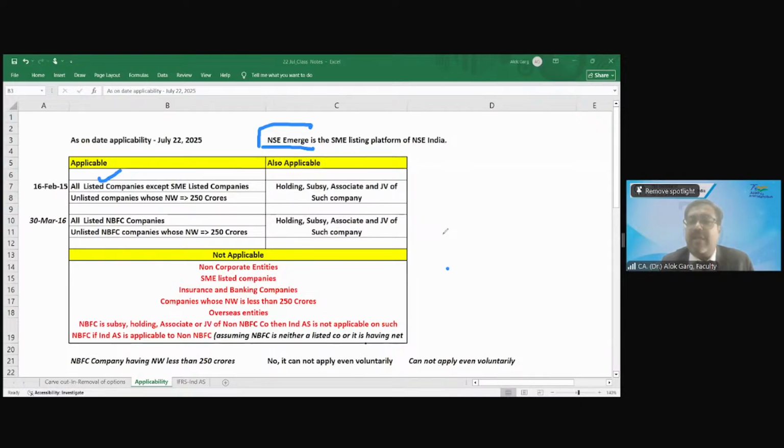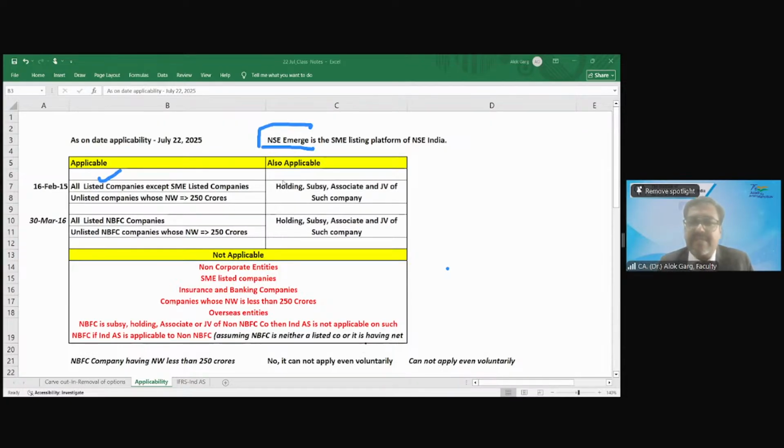Yes. For an unlisted company, it is applicable if the net worth is equal to or more than 250 crores. You are absolutely right, Chandrakant. It is on the basis of net worth. If the net worth is more than 250 crores, then Ind AS will be applicable to such unlisted companies. Otherwise, Ind AS is not applicable on unlisted companies. For a listed company, Ind AS is applicable irrespective of the net worth. Is that clear?